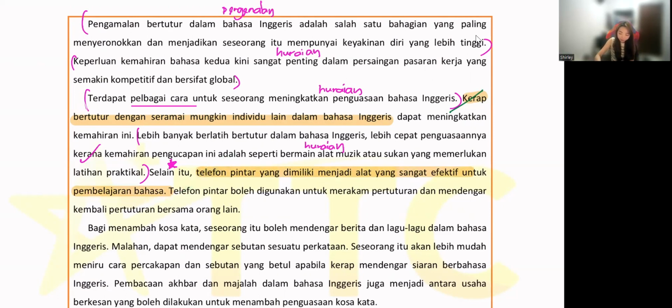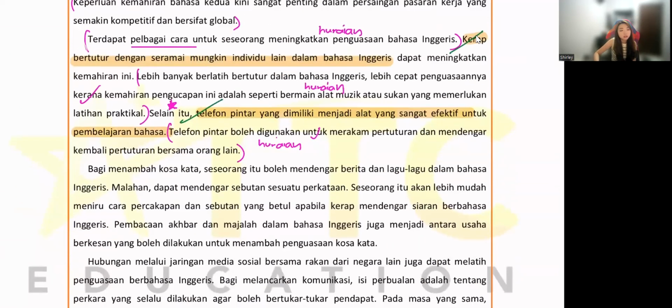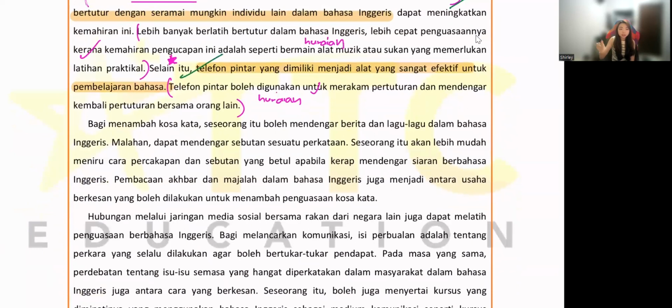Remember the technique I told you? Okay, after that, it's mentioned telefon pintar boleh digunakan untuk merakam explanations. They tell you what this telefon pintar can be used for. Bagi menambah kosa kata, in order to increase the kosa kata, okay, seseorang itu boleh mendengar berita dan lagu-lagu dalam bahasa Inggris. So this is the third point.